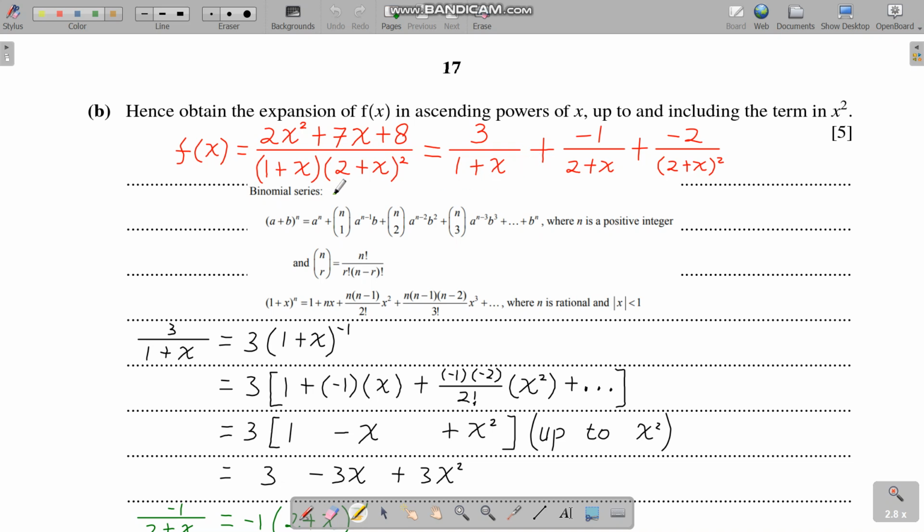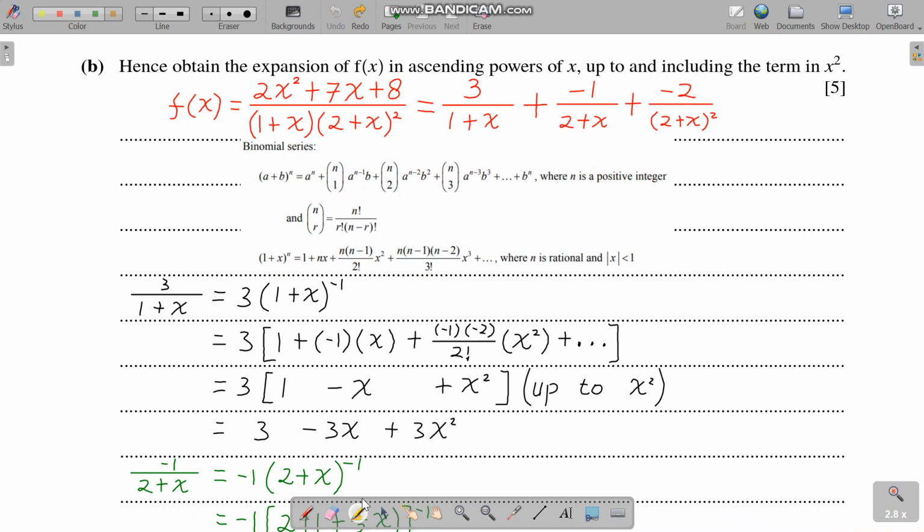About binomial expansion. Hence, obtain the expansion of 2x squared. So the f of x from the previous part, partial fractions, we get this, which is equal to this. Now this is the binomial expansion formula in the MF19. So now we use the binomial expansion formula 3 times, once for each term.